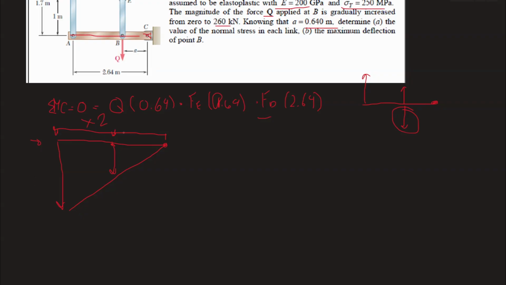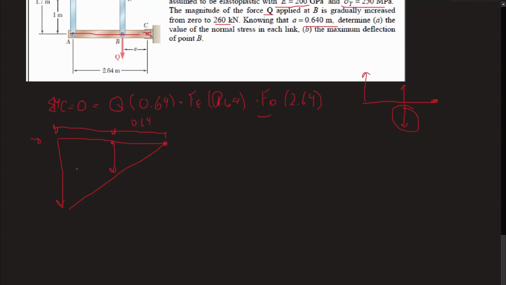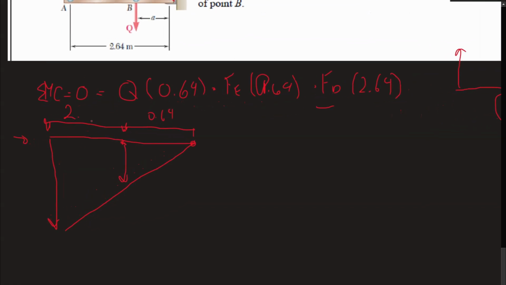So the actual distance is the 0.64, and then this one is 2.64. Actually, just 2 meters from here to here. It's 2.64 the whole way across.